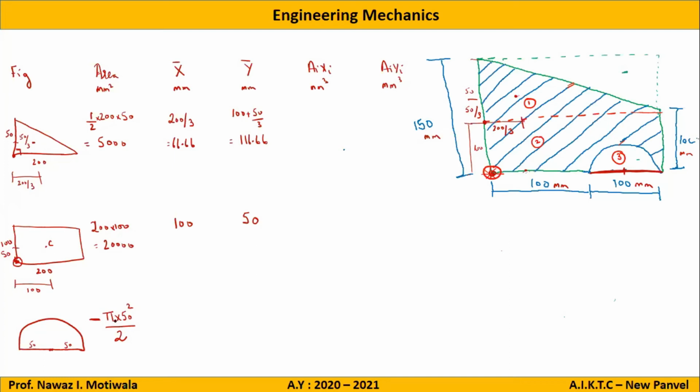Now, for x bar and y bar. For a semicircle, we know that the centroid lies exactly vertically above the diameter end. It lies vertically above the diameter end at a distance of how much? 4r by 3 pi. Okay, 4r by 3 pi.